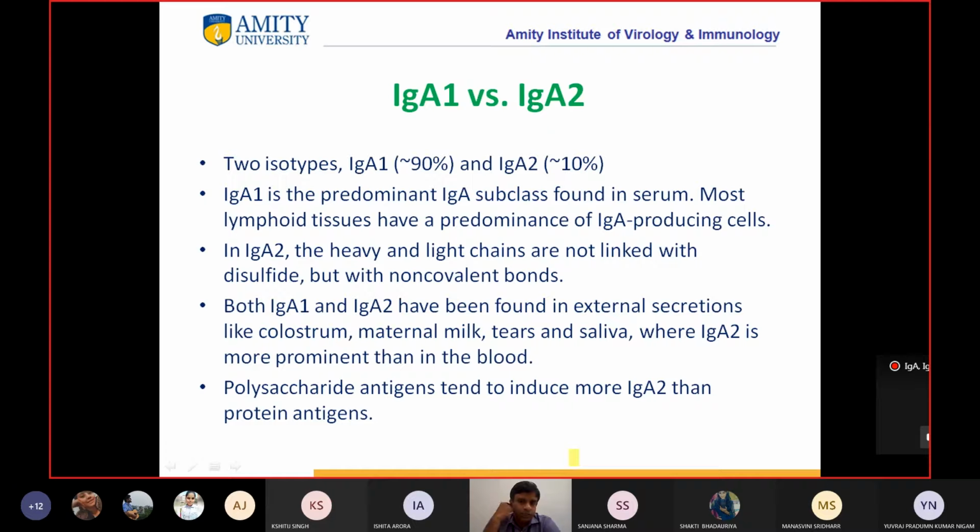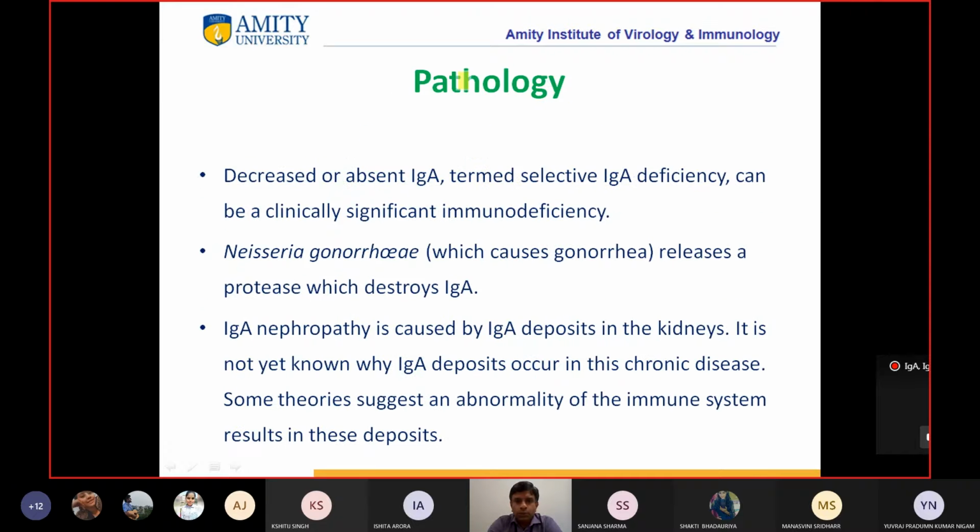Now let's see the difference between IgA1 and IgA2 in terms of numbers. 90% of immunoglobulin A is IgA1, and 10% of immunoglobulin A is IgA2. So IgA1 is in higher numbers as compared to IgA2. IgA1 is the predominant immunoglobulin A subclass found in serum, right? We just saw this in the previous slide also. IgA1 is more in serum, and IgA2 is in the external secretions. So that is the major difference between IgA1 and IgA2.